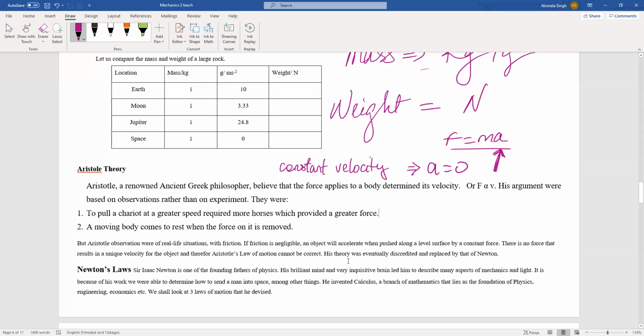So let's continue reading. Now, Aristotle was in ancient Greece. His theory was eventually discredited and replaced by that of Newton. So Isaac Newton, quite frankly, is the one greatest physicist of all time. Not two or three, top one. All right, greatest physicist of all time.